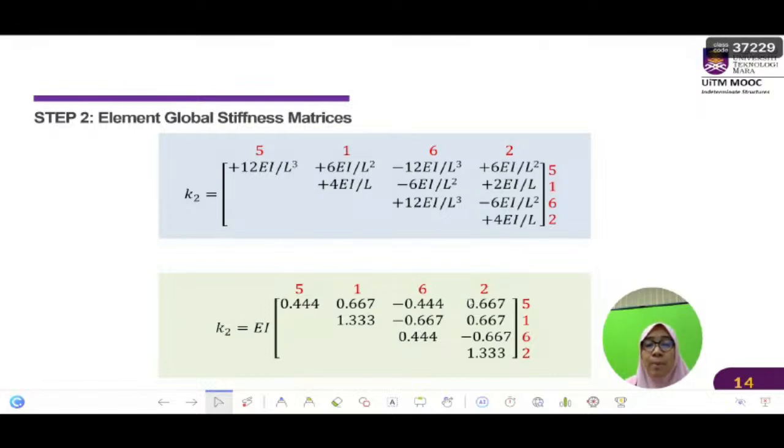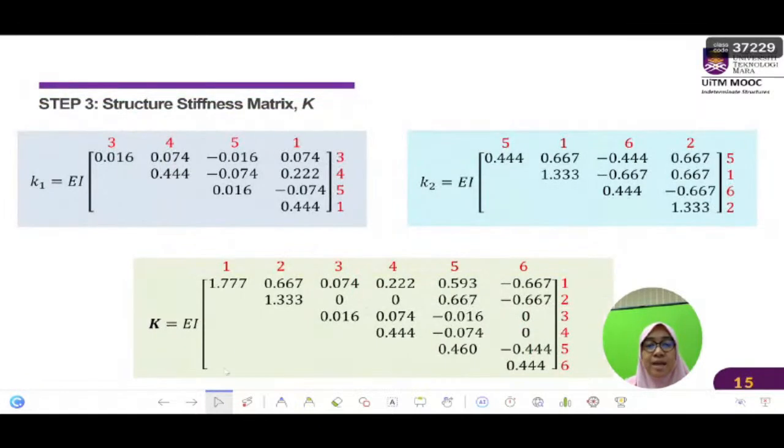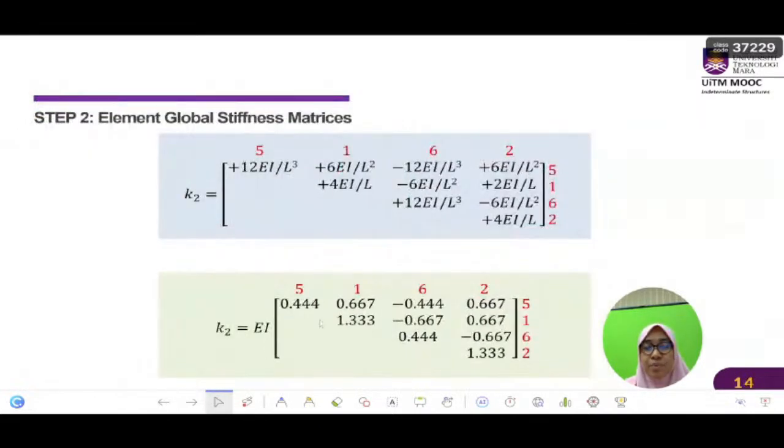However, what is most important is the degree of freedom that we label. The degrees of freedom that we label are 5162. 51 means near n, 62 means far n. So 51 means near YZ, and 62 means far YZ.